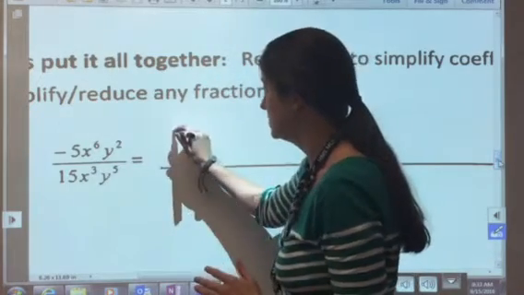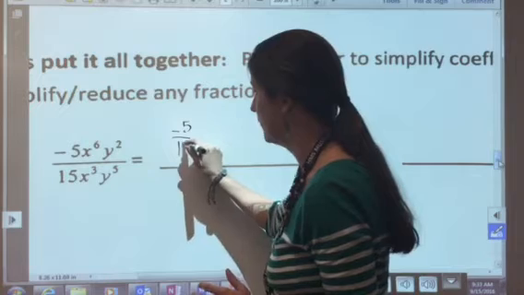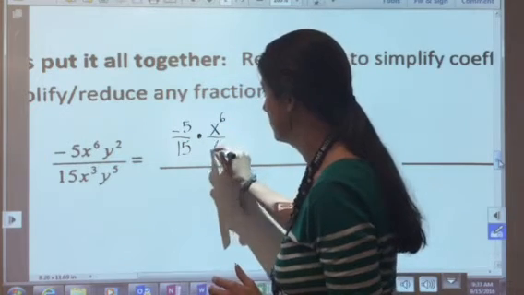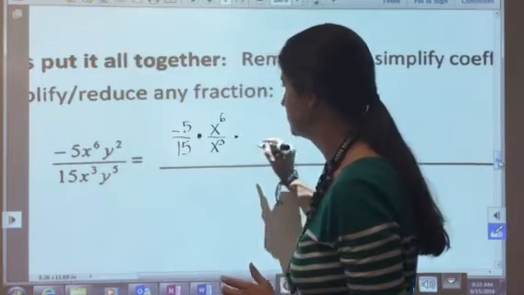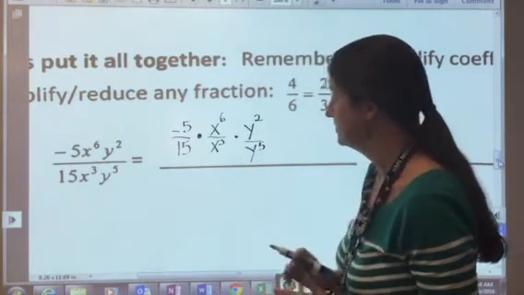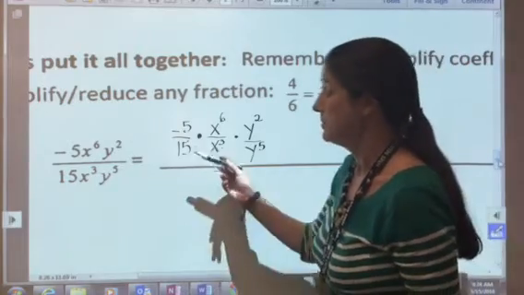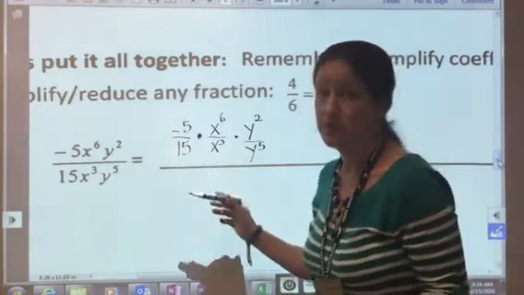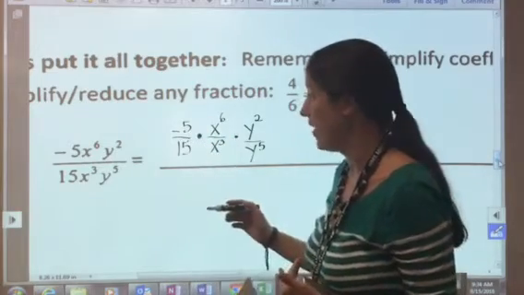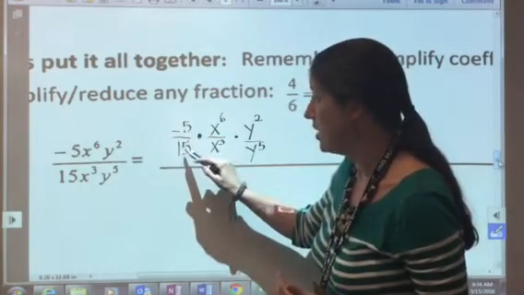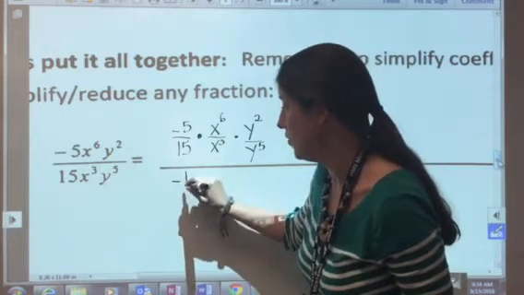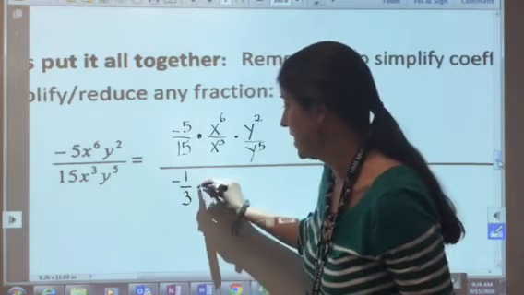So I'm going to say that this is negative 5 over 15 being multiplied by x to the 6th over x to the 3rd, and that's being multiplied by y squared over y to the 5th. Now let's simplify. Negative 5 over 15 is just a fraction. It can be simplified by dividing the top and the bottom by 5. 5 divided by 5 is 1. 15 divided by 5 is 3. So I have negative 1/3 times.